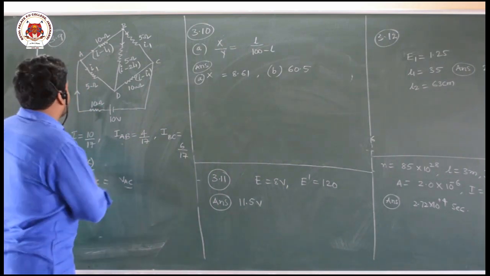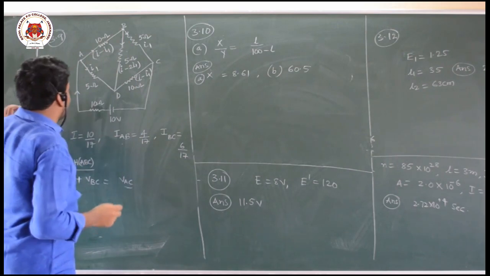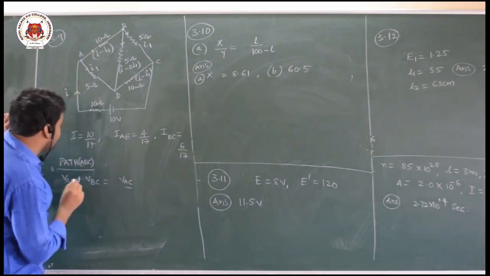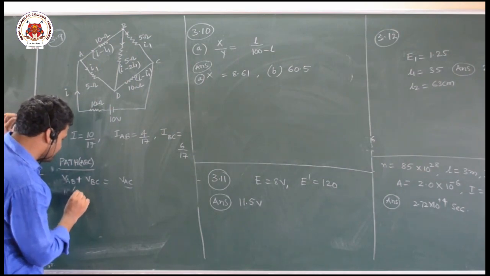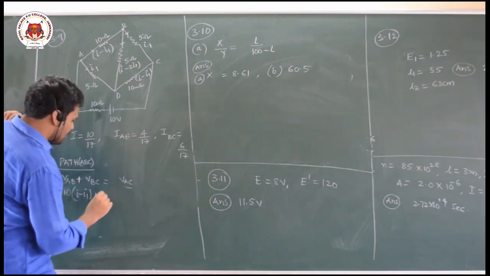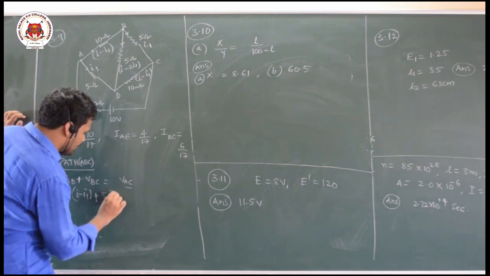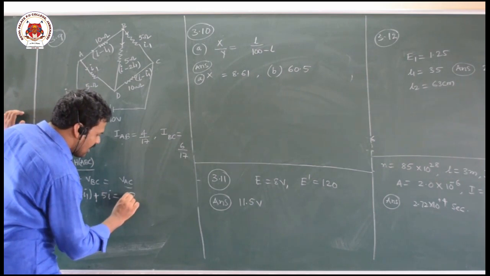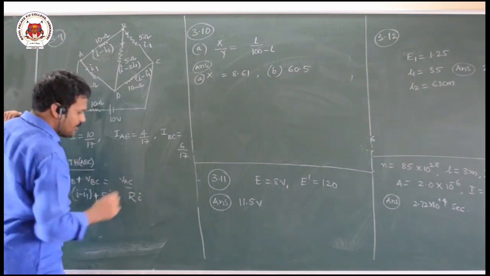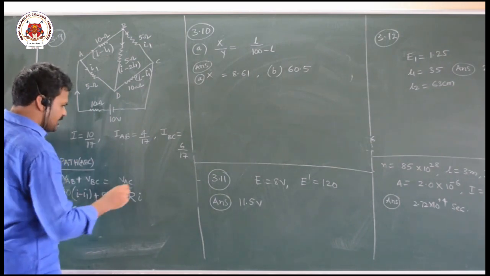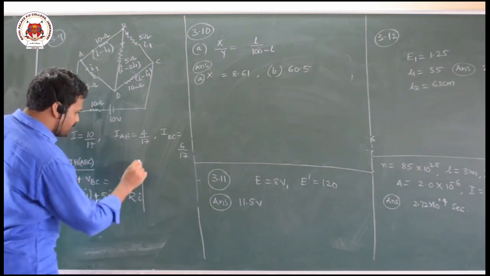So the potential difference across AB, according to Ohm's law, I can write 10 into I minus I1, plus 5 into I1, equal to R into I, total resistance into total current.